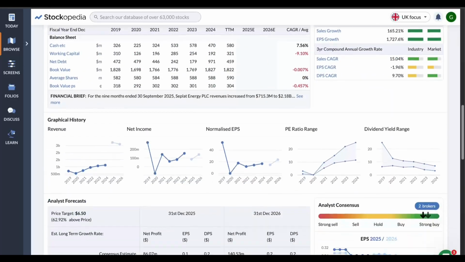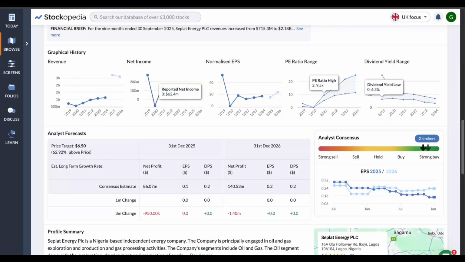As we can see, the current price target is $6.50, which would be a massive 62.92% above the current price.